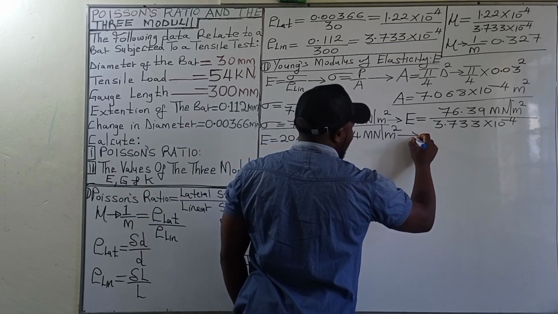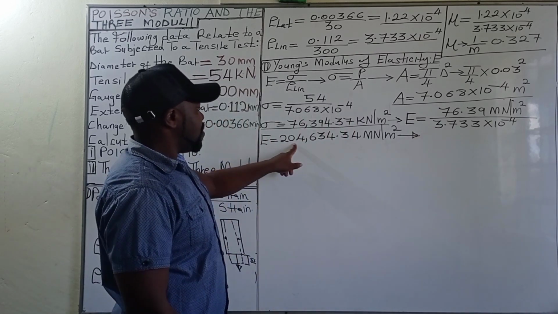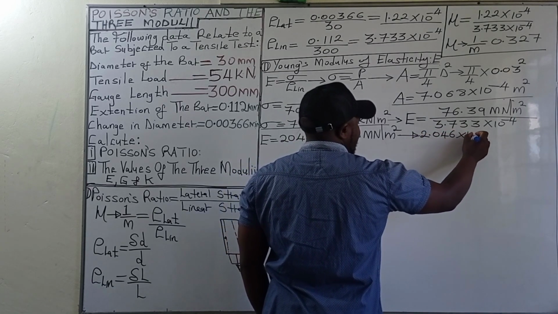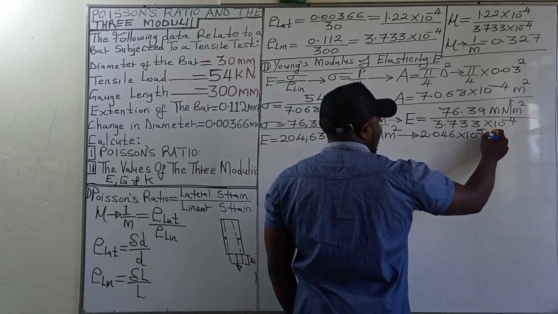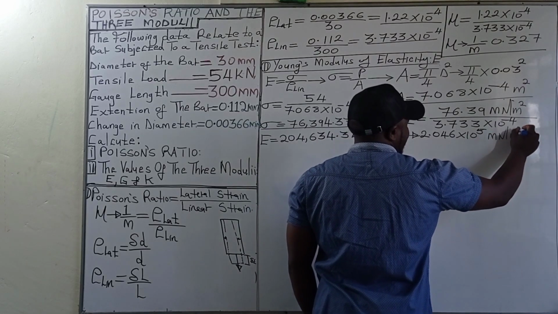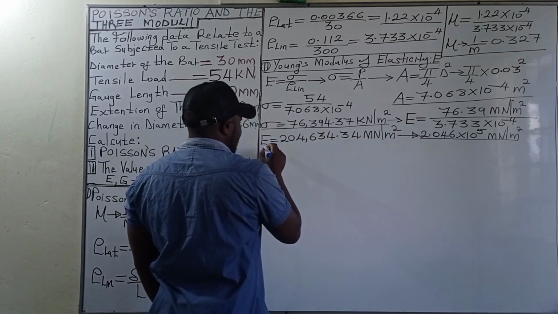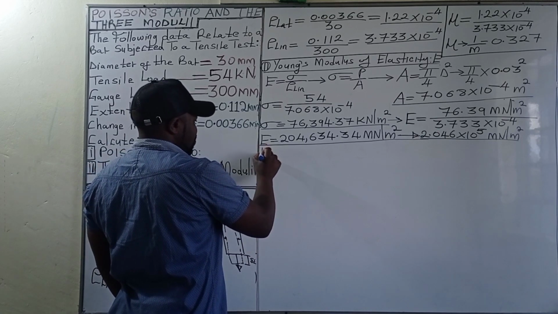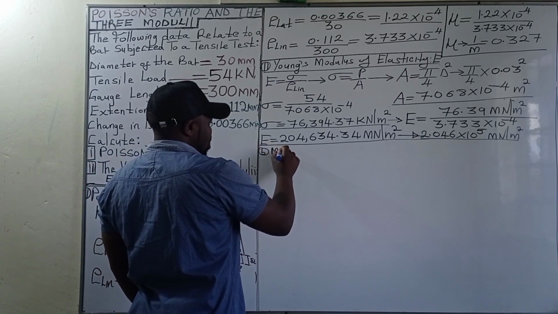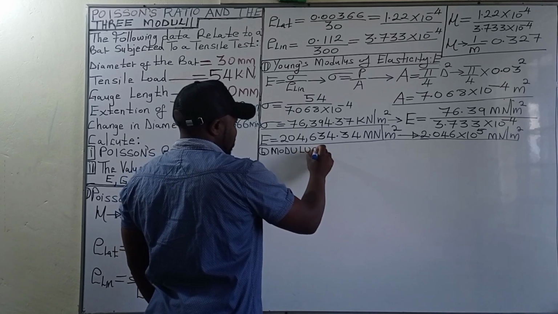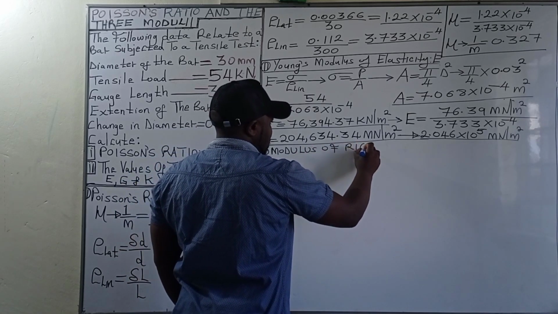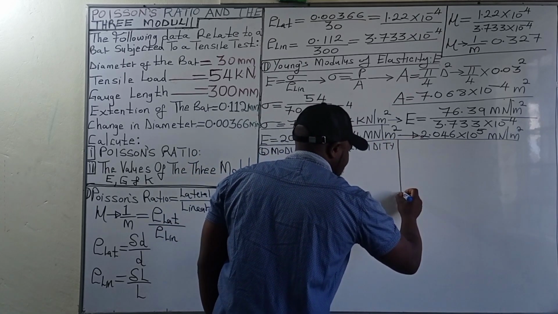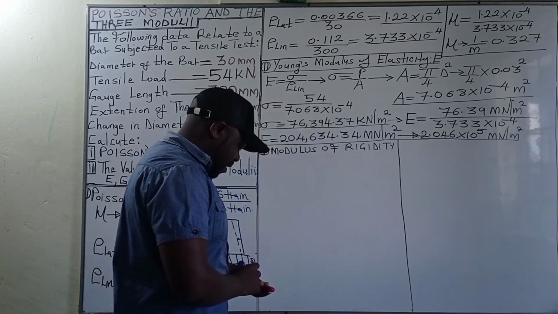You can write this in standard form. This is going to be 2.046 times 10 raised to the power of 5 meganewtons per square meter. So this is the Young's modulus of elasticity. Then from there we go to the modulus of rigidity. The modulus of rigidity, let's do it on this space.